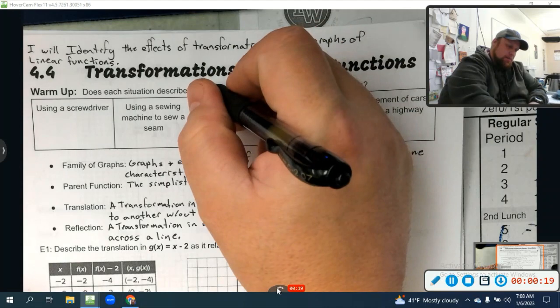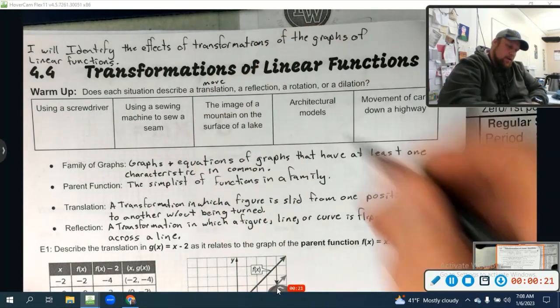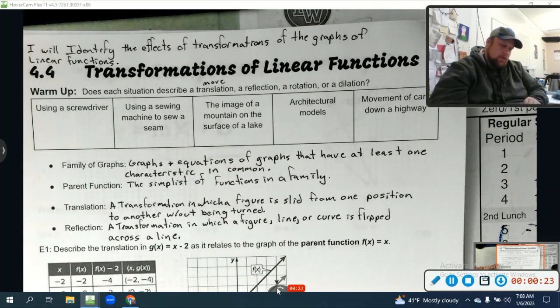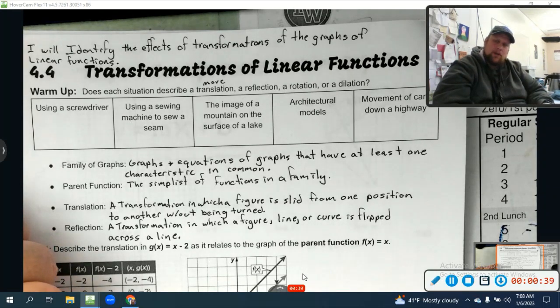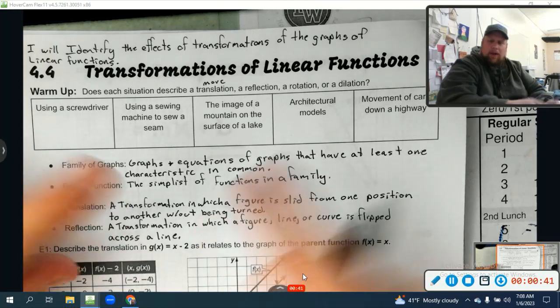Translation is just a move. Don't get too freaked out by it. It's just a move. Does it describe a reflection, like looking in the mirror? You know what I mean? That reflection. Or does it describe a rotation, rotating? And the last one it can describe is a dilation. Dilation is like where we make something bigger or smaller but keep the same proportions. Okay? We'll talk more about that in time to come. Go ahead and write these down. Ready, set, go.